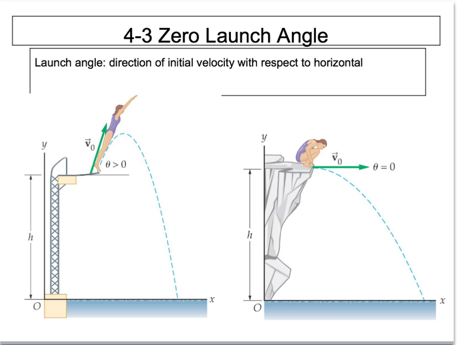So first off, launch angle. Launch angle is the direction of your initial velocity with respect to the horizontal, or your angle with relationship to the x-axis if you define your x-axis to be the part where you're coming from. So notice in the example on the left, the diver is jumping and she's clearly jumping at an angle. So she has some angle other than 0. Her velocity has some angle other than 0 when she jumps. However, here our cliff jumper jumps straight out according to the velocity vector, and so she has a launch angle of 0. So launch angle is just how your initial velocity was directed when you first jumped.